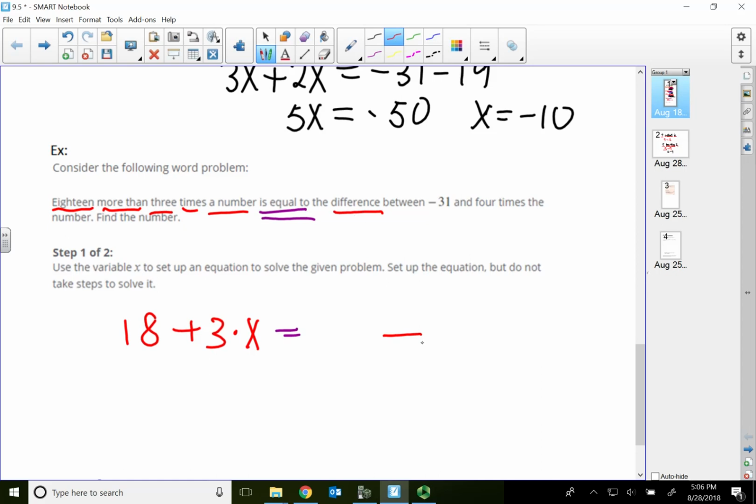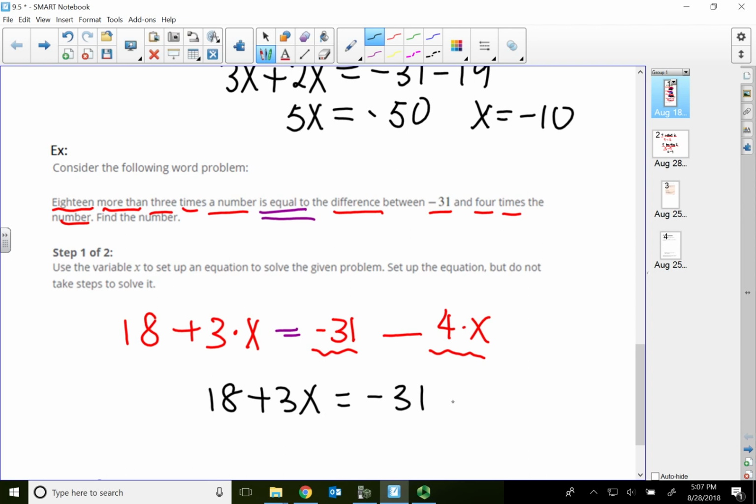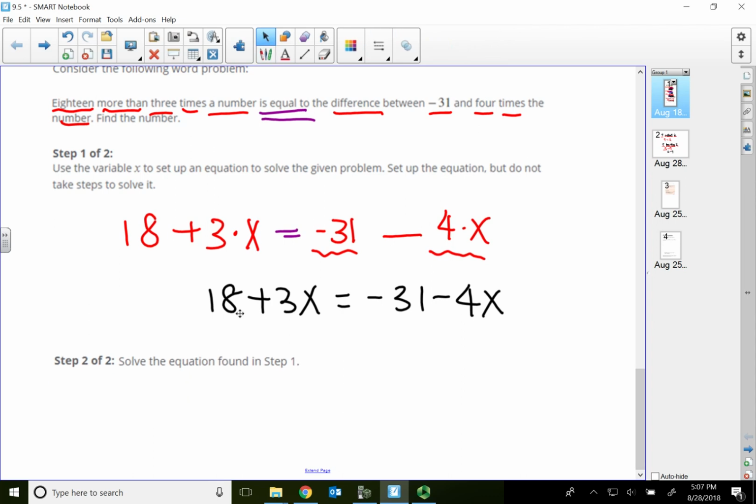Difference means subtraction sign. When I write a subtraction sign first, there has to be somebody in front of it and somebody behind it. It's a subtraction between who? Negative 31. They told me that goes first because it was listed first. And 4. Subtraction between negative 31 and who else? 4 times the number, which is x. So that means this whole equation is translated into 18 plus 3x equal to negative 31 minus 4x. Okay, so now let's solve it. That's the answer for step 1 out of 2.